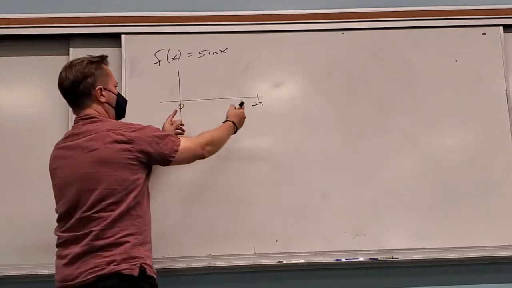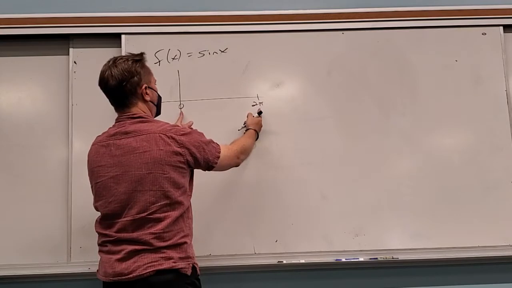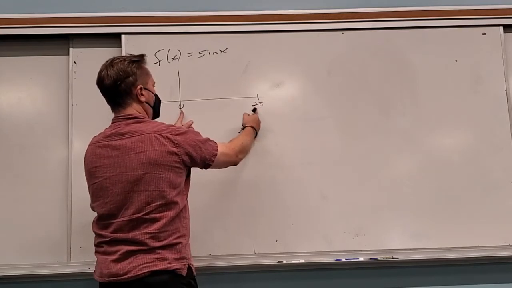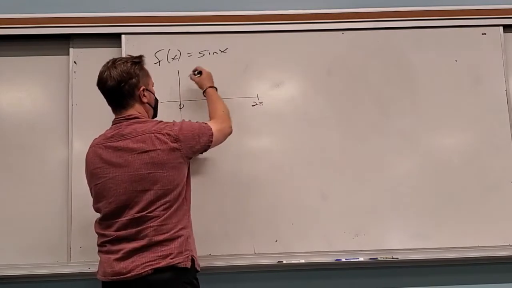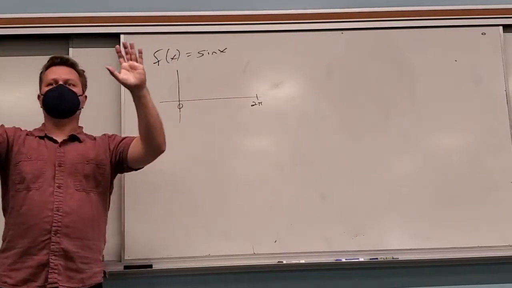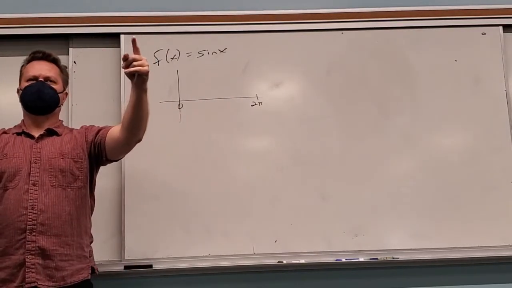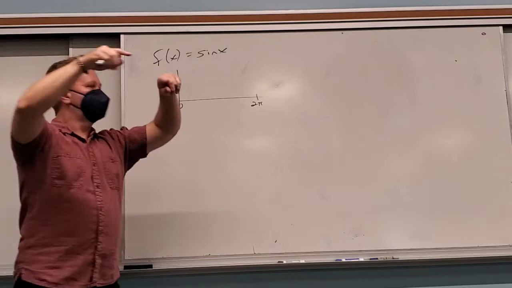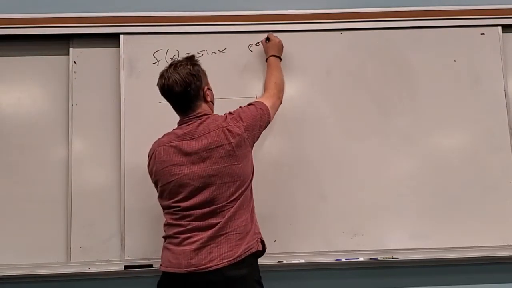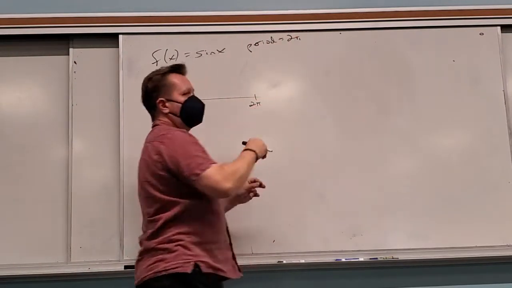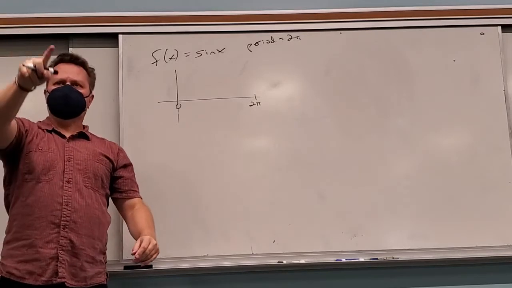What did we call this for the sine function and the cosine function, Noah? This is the what of it? This is how long it takes it to go through one cycle. Period. Good. So the period is 2 pi. That's how long it takes for it to go through a complete cycle.